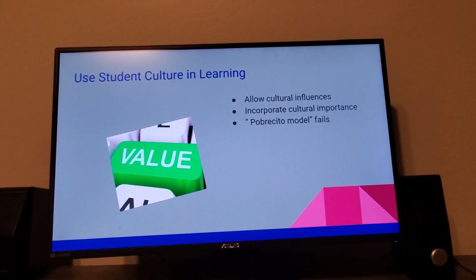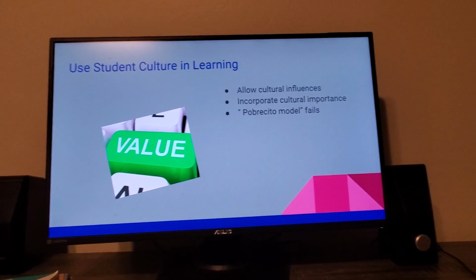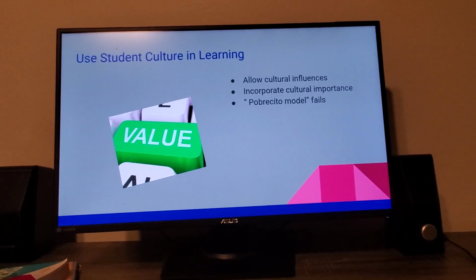So one of the things I learned from this book was using student culture in learning. One thing I talked about was using cultural influences of the student. So let's say they're from Mexico, and since I'm a music person, I would play mariachi at the beginning of the year to help teach them what we're doing.